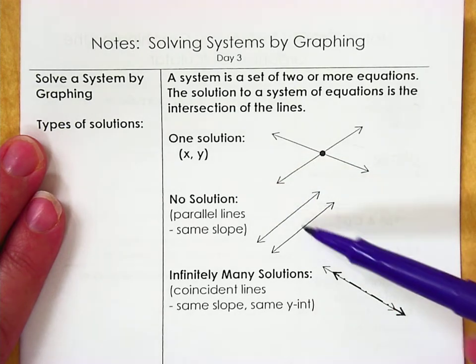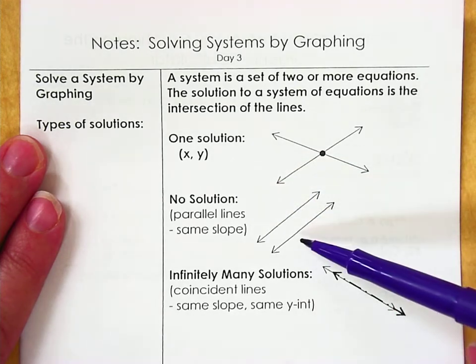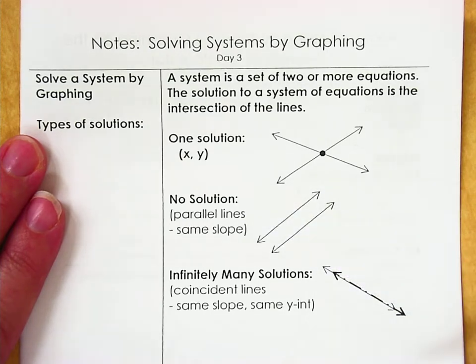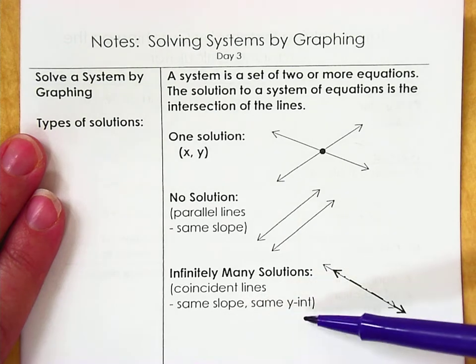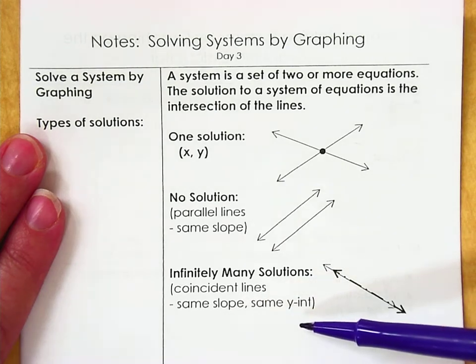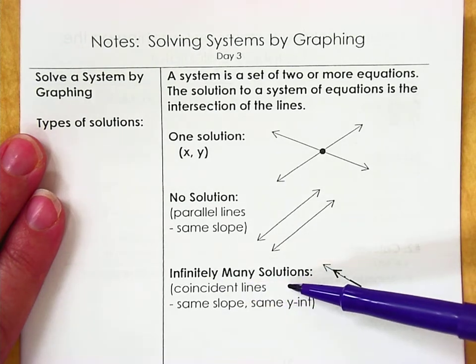If you notice these two lines, they are parallel, they never intersect. So then we would say that there is no solution. And our last example, if you look at these two lines, there's actually two lines and they're on top of each other. They have the same slope and the same y-intercept, so they're the same line. So we say that there are infinitely many solutions.